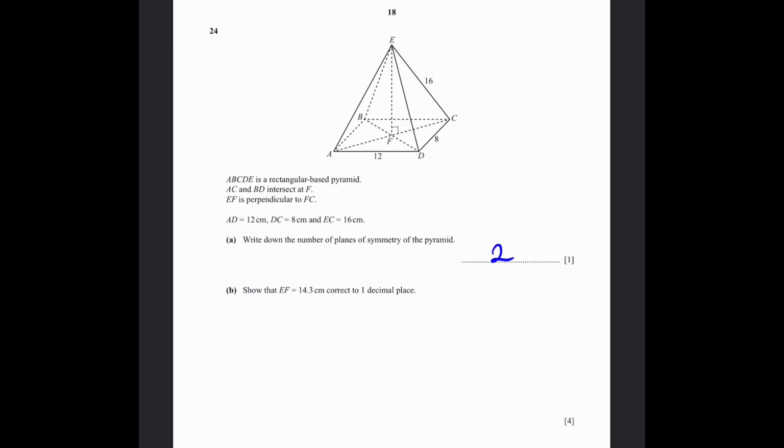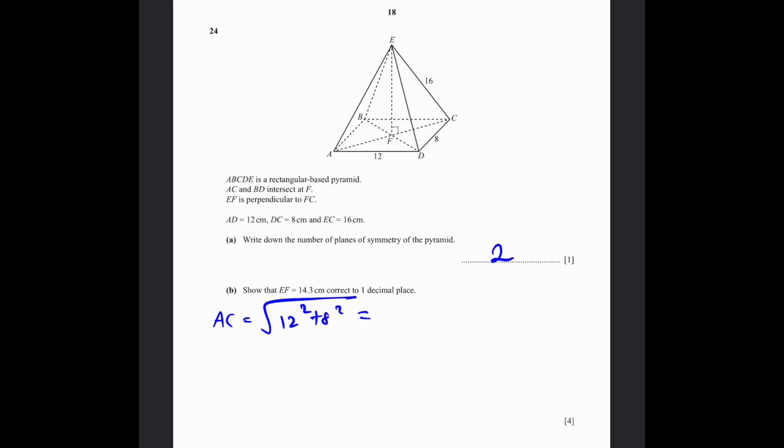Now part B, show that EF equals 14.3 centimeters to 1 decimal place. Well, we can find AC using AF plus FC equals AC. F is the midpoint of AC since it is the intersection between the two diagonals of a rectangle. So we can find AC, that's equal to the square root of 12 squared plus 8 squared, since AD squared plus DC squared equals AC squared. So we do the square root of this squared plus this squared.